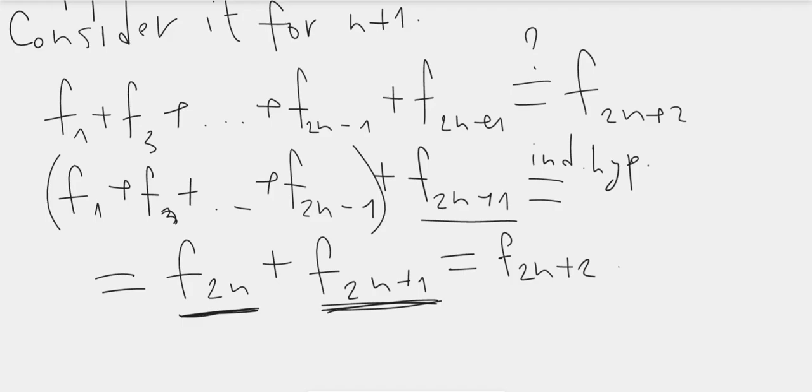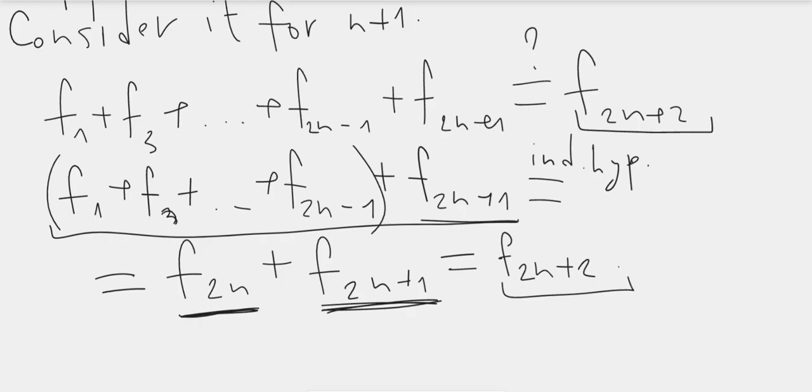And this is exactly what we need to prove. So this is equal to the right side in the equality that we need to prove. We started with the left side and arrived at the right side. So this basically concludes the proof.